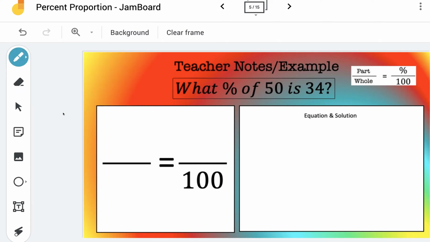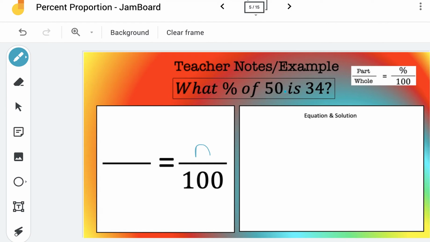All right, so the question is what percent, right? So we're trying to figure out the percent. So the percent is the unknown. And remember, the percent is always out of 100. So I'm going to put the variable n here for unknown, okay? Now, what percent of 50 is 34, okay?